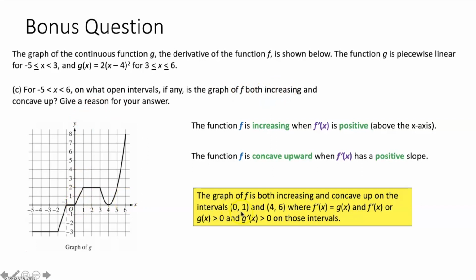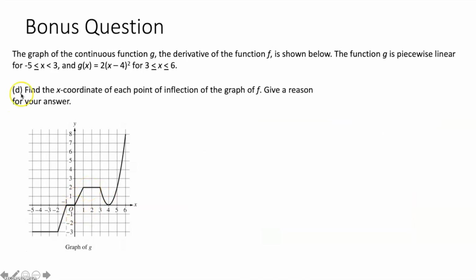Now, one thing I want you to note is that when the AP test is talking about the derivative graph having a positive slope, the way they describe that is g is increasing. So just know that when g is increasing or f prime is increasing, they're talking about the derivative graph having a positive slope. Now part D says find the x-coordinate of each point of inflection of the graph of f. Give a reason for your answer.